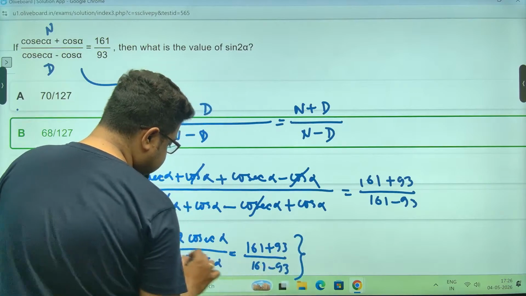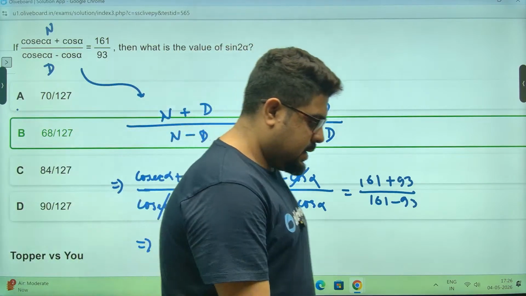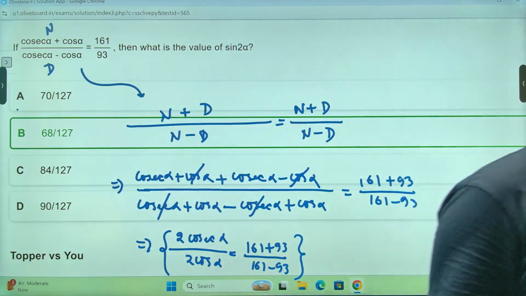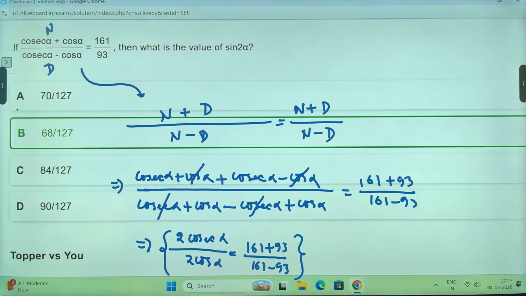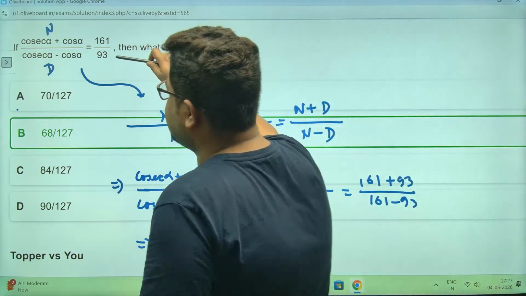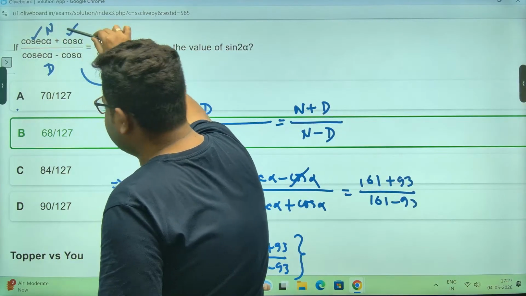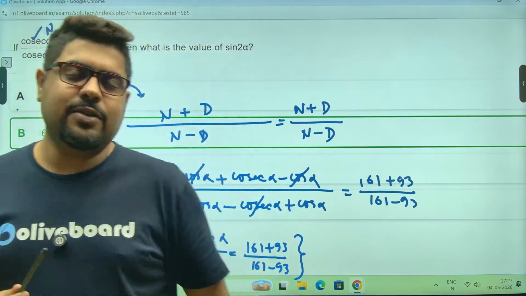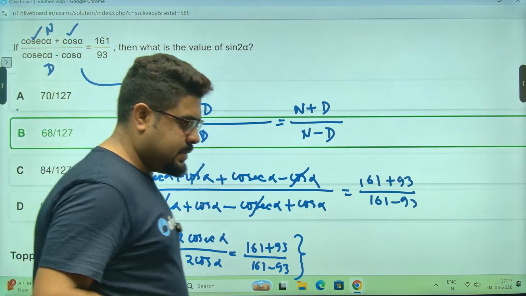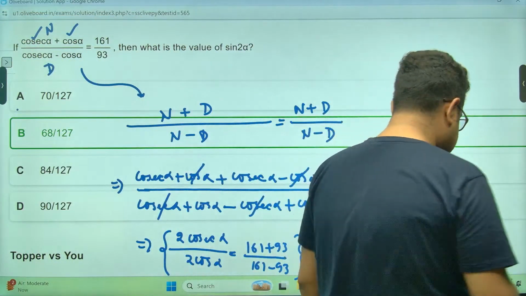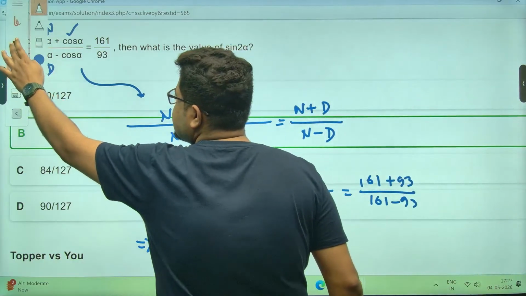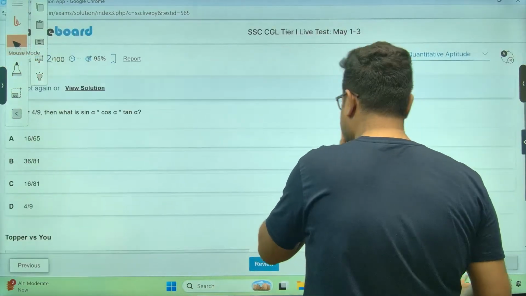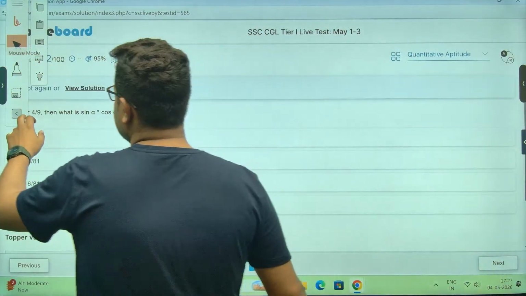This is what I had written. Clear, everyone? Clear, sir? This is called your componendo dividendo. Now remember, if it is given like this, first term by second term remains after you have done your componendo dividendo. Perfect. Chalo, no worries. Next question, please.